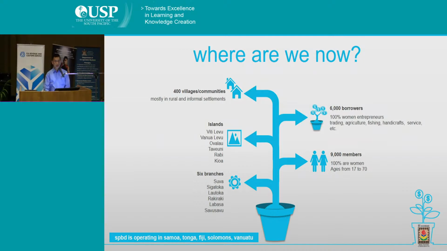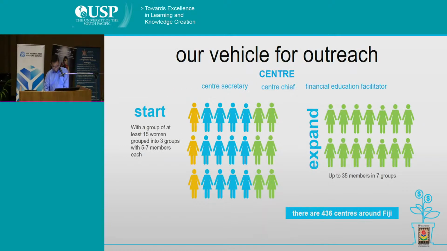Ages range from as young as 17 to as old as 70. The oldest actually is not even 70. We have a member from Rakiraki branch who is already 82, but still selling yaqona in the Rakiraki market. So it's a good inspiration for those who say that they have nothing to do, and you have this 82-year-old woman still doing business.